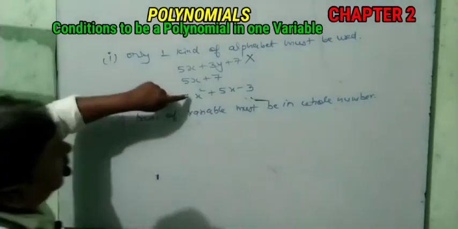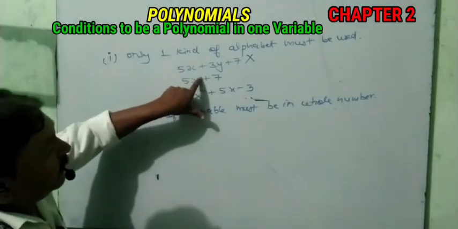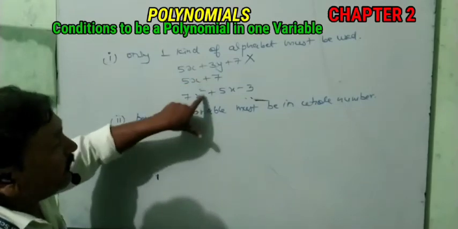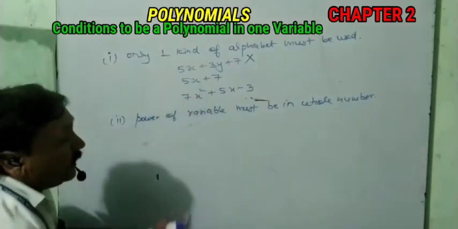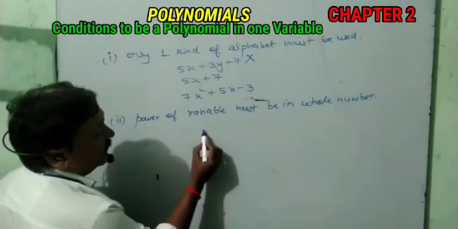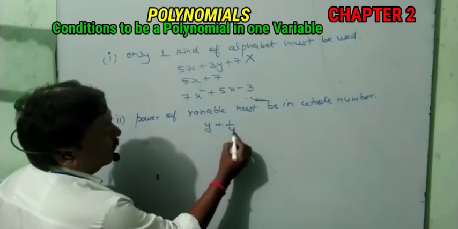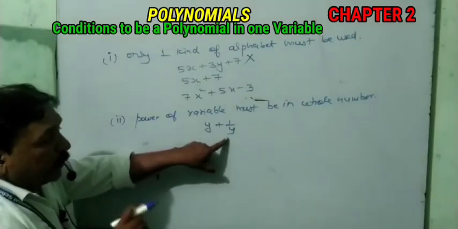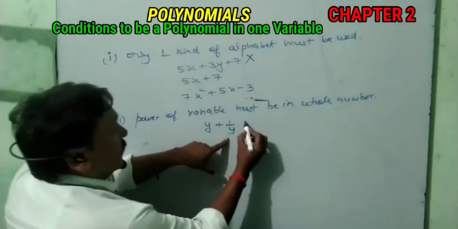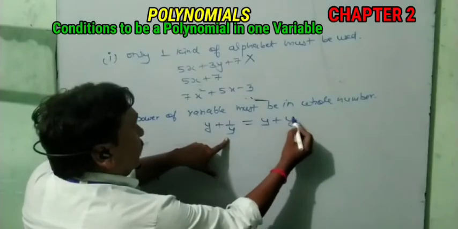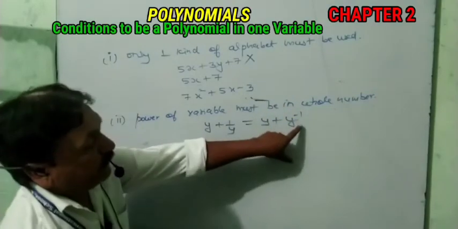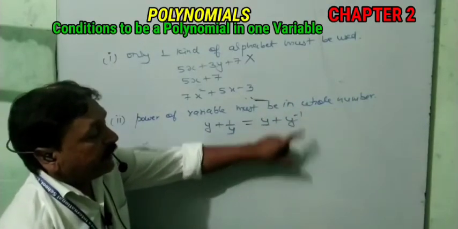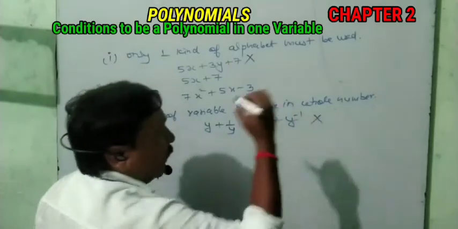See, here the power is 1, it is a polynomial. Power is 2, it is a polynomial. And suppose somewhere it is written like this, y plus 1 upon y. First of all, it is not written in a proper way. This y must be in the numerator, so we can write it as y plus y to the power minus 1. See here, its power is coming negative, so it is not a polynomial.